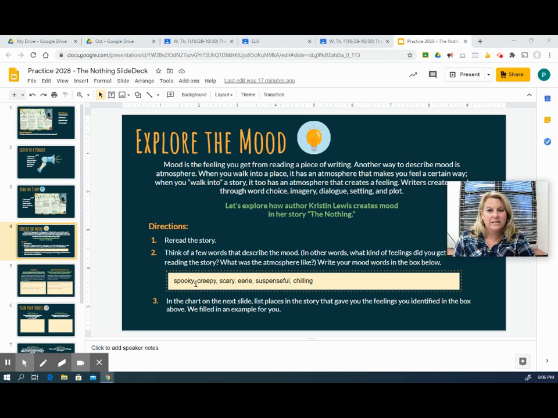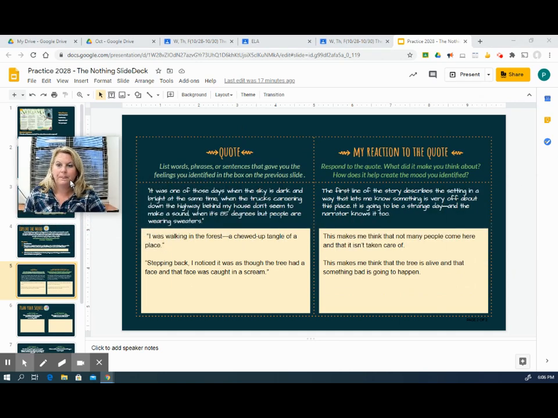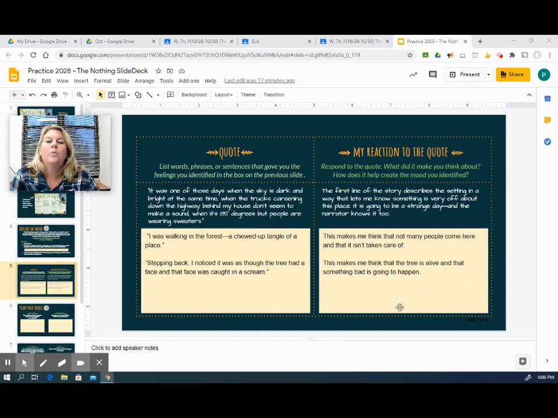So we did this yesterday. I put spooky, creepy, scary, eerie, suspenseful, and chilling. So I'm going to go ahead and go here. They gave us an example. It says, "It was one of those days when the sky is dark and bright at the same time, when the trucks careening down the highway behind my house don't seem to make a sound, when it's 85 degrees but people are wearing sweaters." The first line of the story describes the setting in a way that lets me know something is very off about this place. It is going to be a strange day, and the narrator knows it too.